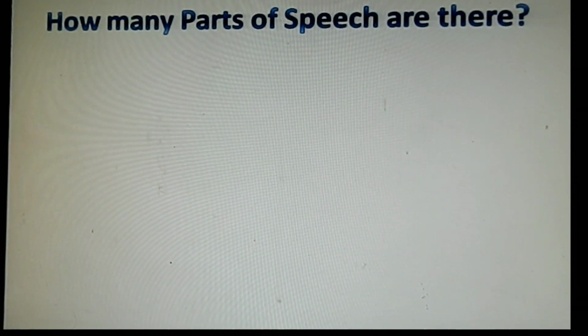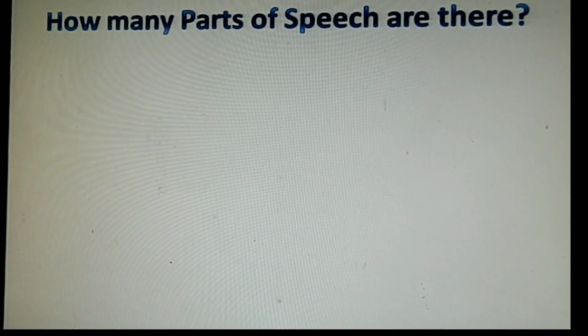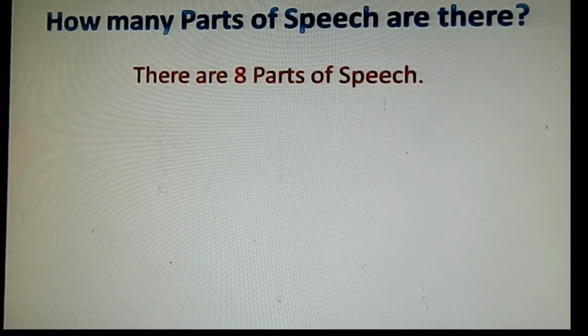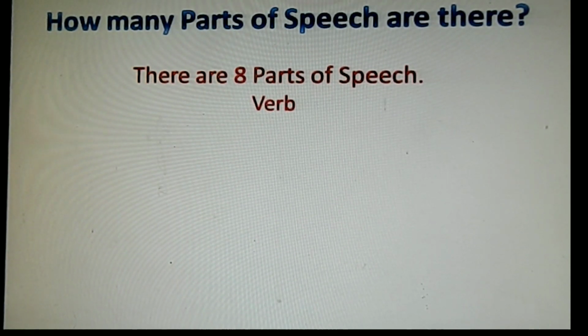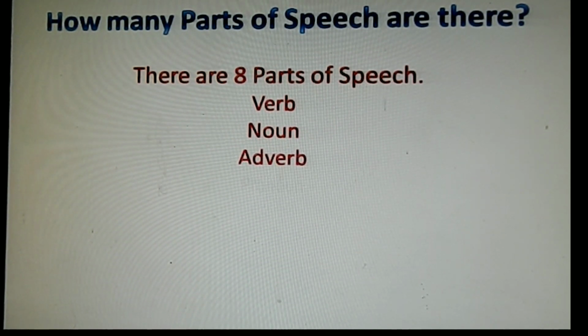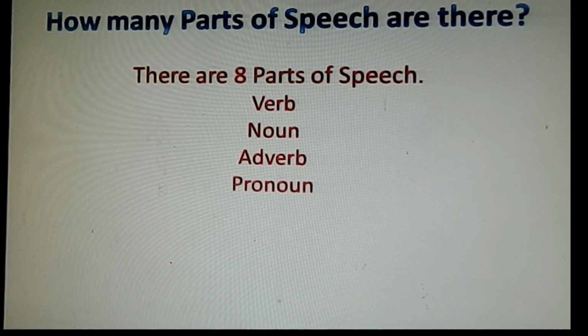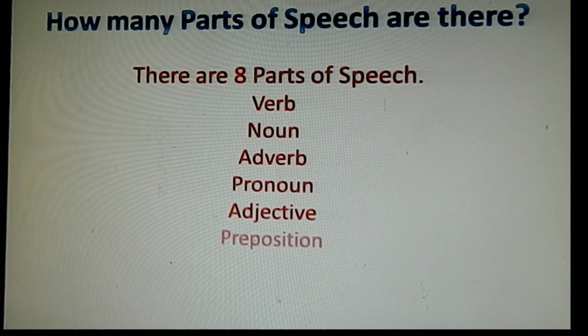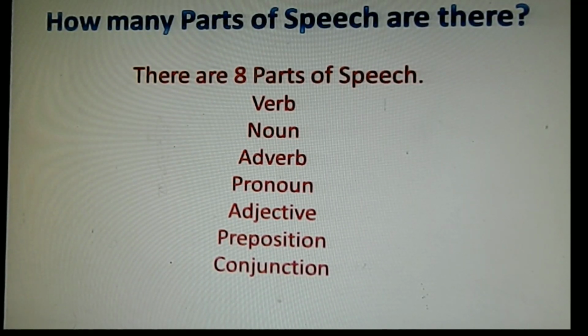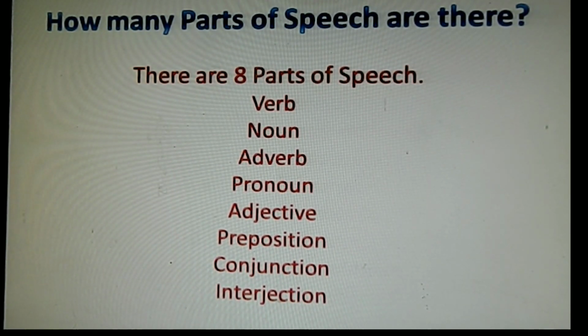Now all of you know there are 8 parts of speech. They are verb, noun, adverb, pronoun, adjective, preposition, conjunction, interjection. So these are the 8 parts of speech.